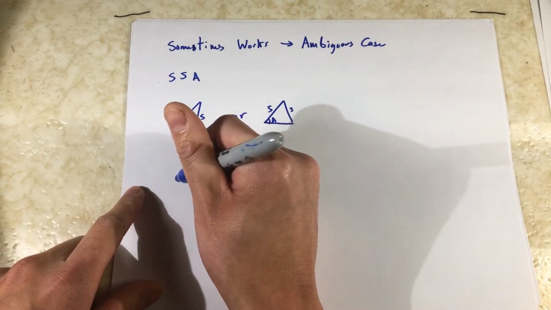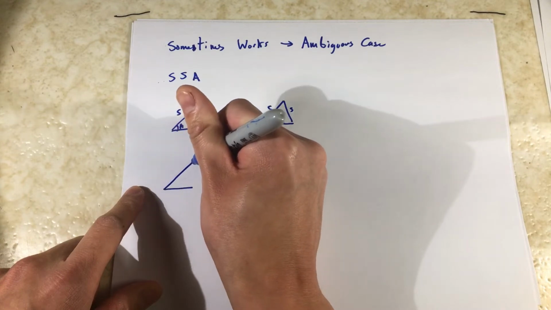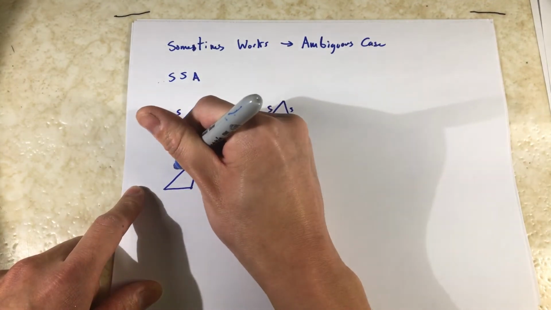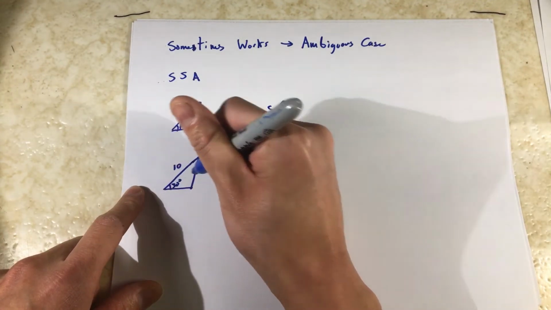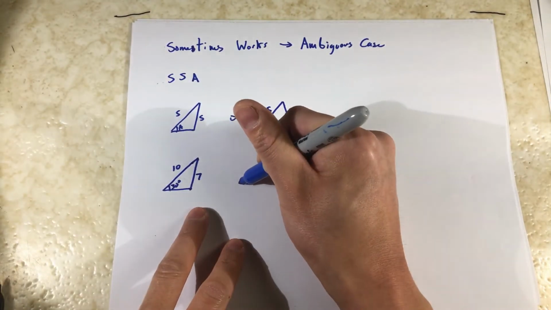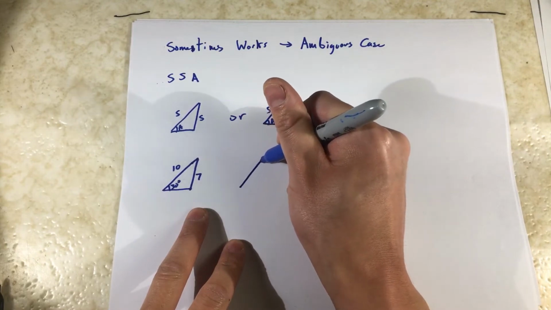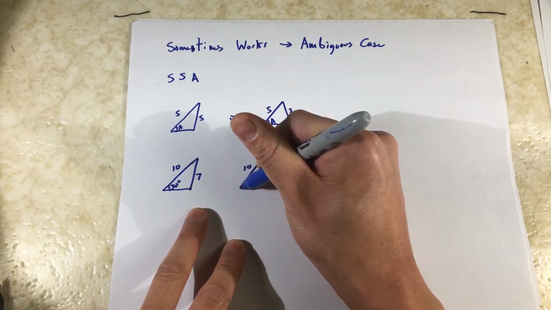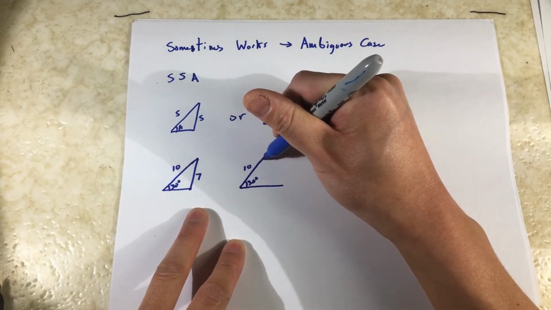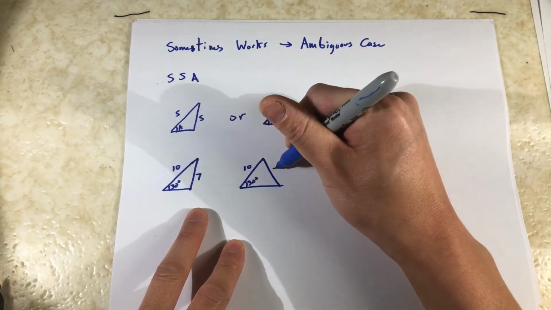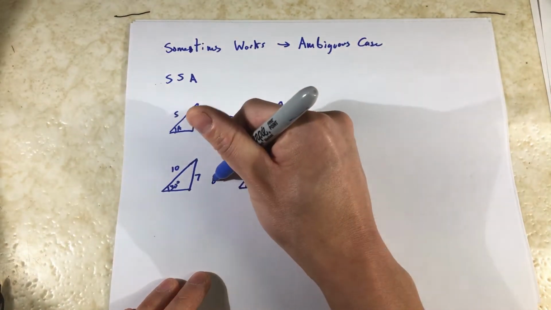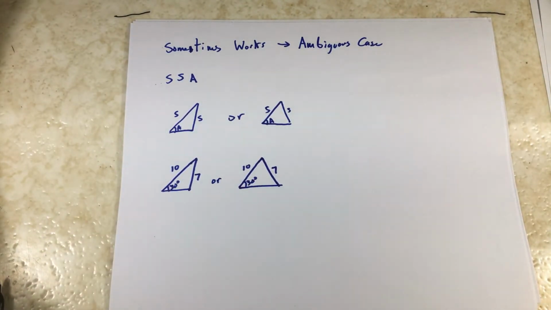Let's say this is 10, this is 30 degrees, and this is 7. Then it's possible that you can also draw another triangle with the same side. So this is 10, this is 30 degrees, and then you could have something that looks like this, where that's 7. Both of those triangles are consistent with those side lengths and that angle.